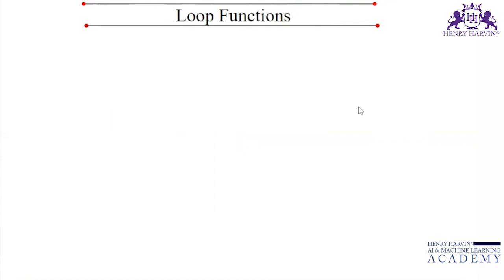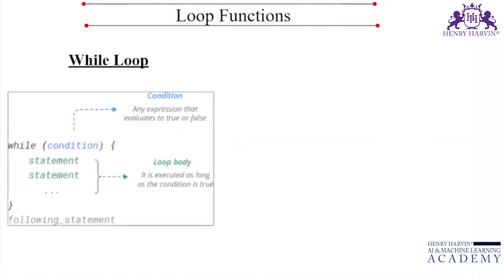Now, there are some loop functions as well in R. So the first loop that we know is while loop. While loop works the same way as if condition. So while the condition is met, we will evaluate if the condition is true or false. Then whatever is written in the statement part will get executed.